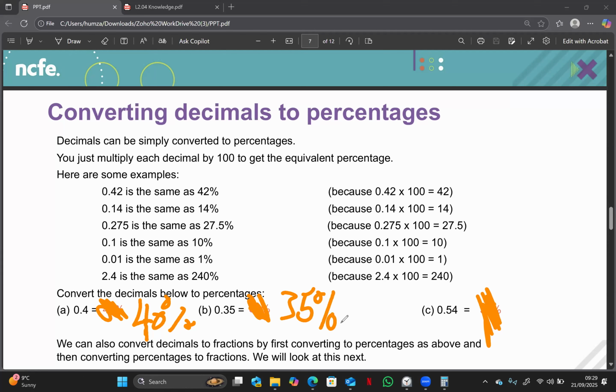0.54 multiplied by 100. Times 100. It's 54%. Exactly. Is that quite simple, guys? Yes, very simple. Cool. So the answers are what you guys said. Let me move on to the next one. That should be fine.